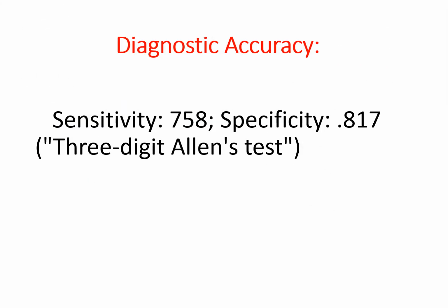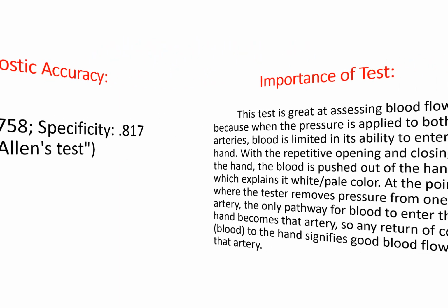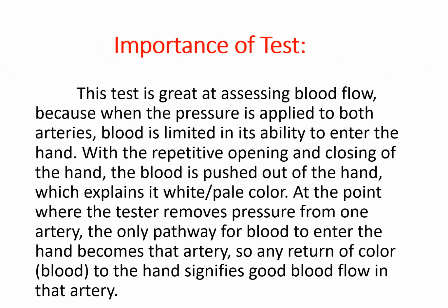So the diagnostic accuracy: sensitivity 75.8, specificity 81.7. That is the 3-digit Allen test. So, the importance of the test. Here the test is great at assessing the blood flow, and the examiner can use other methods to make this test more accurate. We can do digital plethysmography, duplex ultrasonography with dynamic testing, and even pulse oximetry.